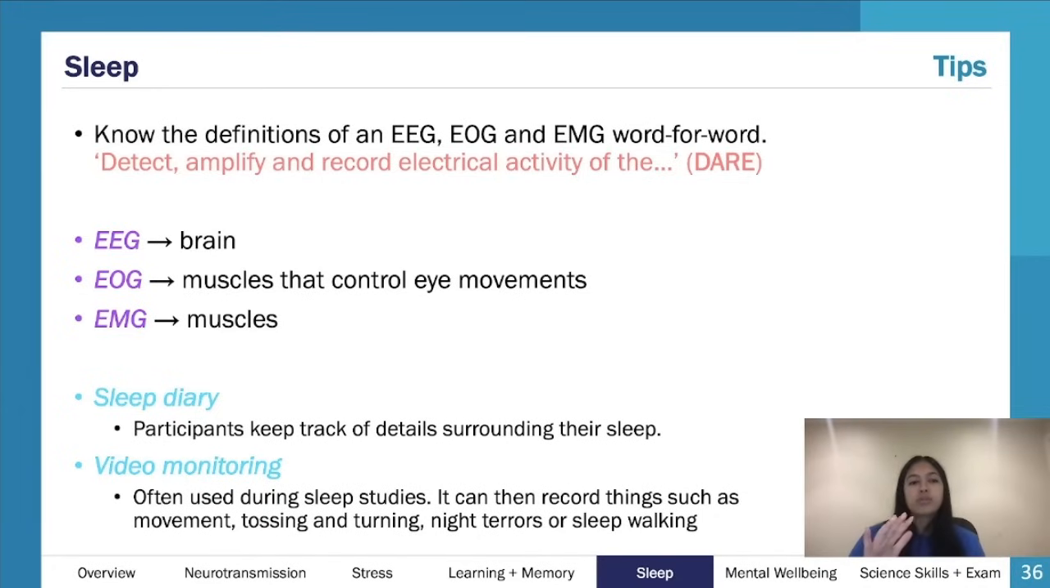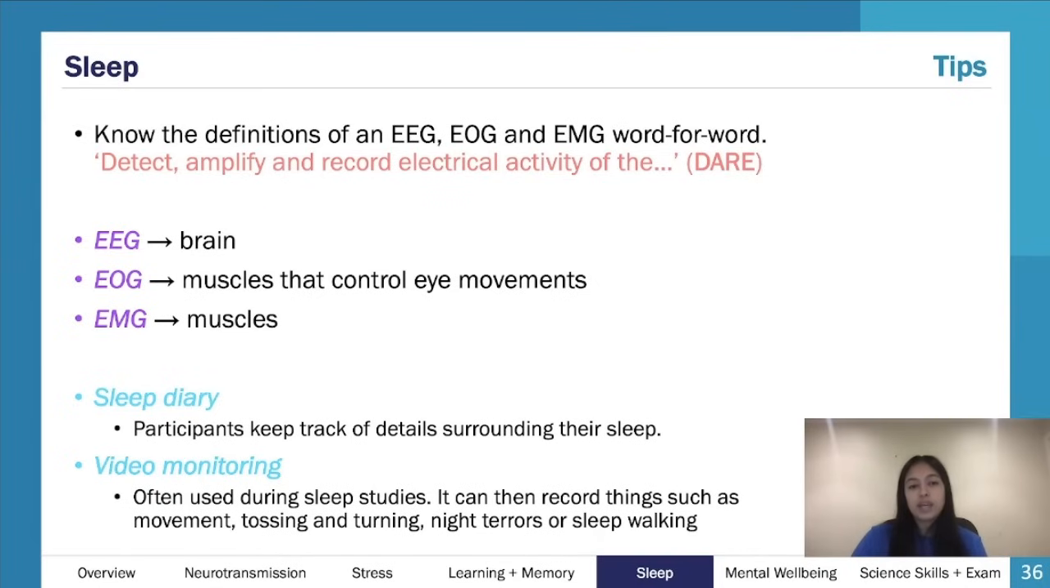Okay, figuring out how we measure sleep, you have to use this specific phrasing when you write it. VCAA are very particular about it. The acronym is DARE: detect, amplify, and record electrical activity of the brain, of the muscles that control eye movements, or muscles.